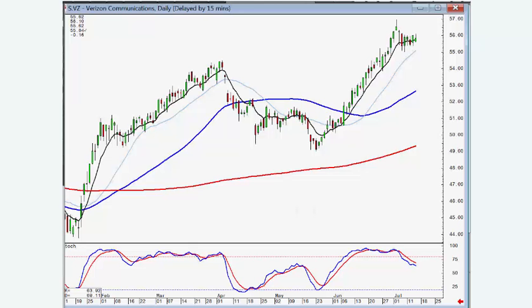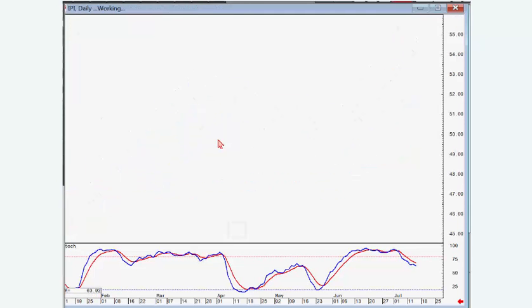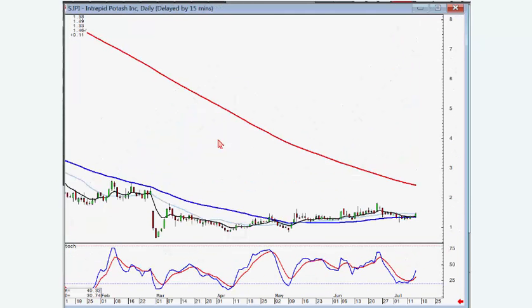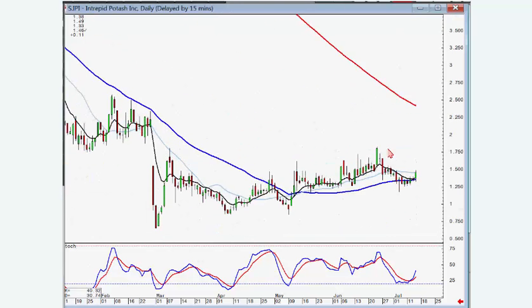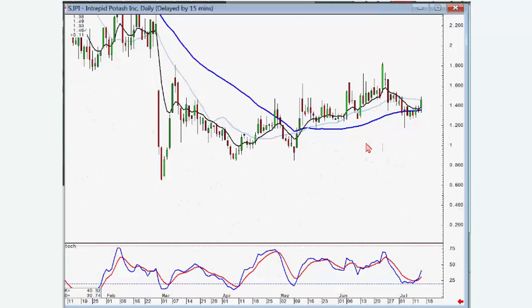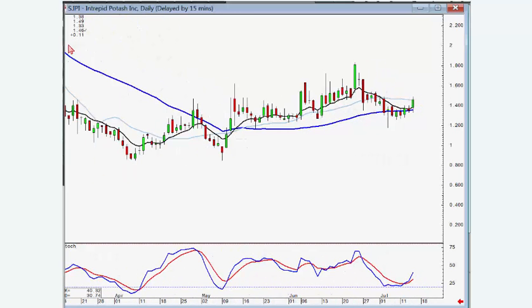Looks like it's trying to do a J-hook pattern. And IPI. Oh boy, the skunk is back. Not a real best friend signal. Best friend signal. Hold on for a second.